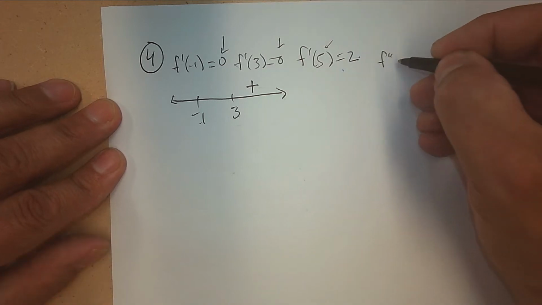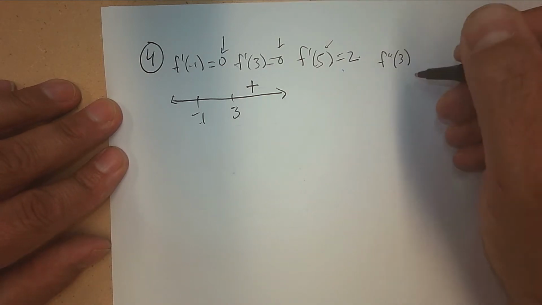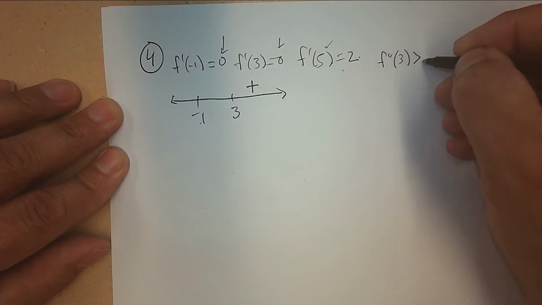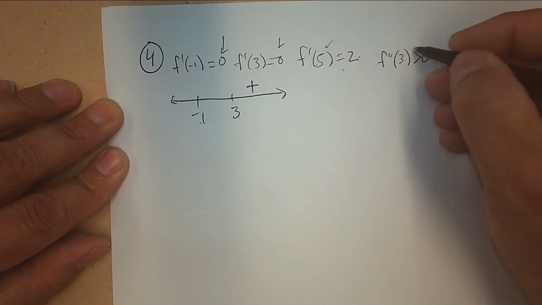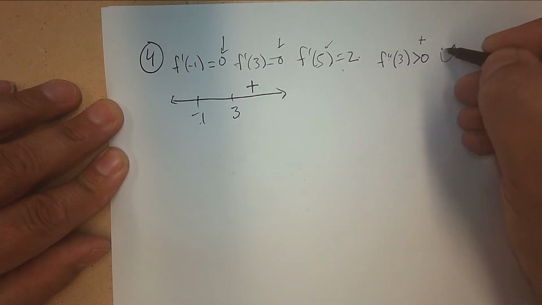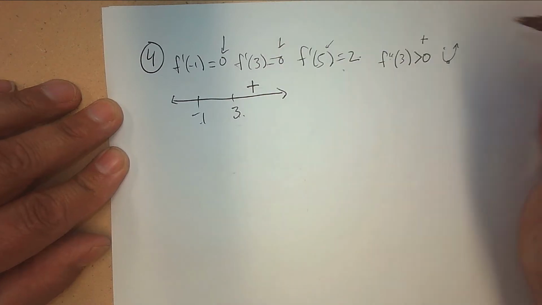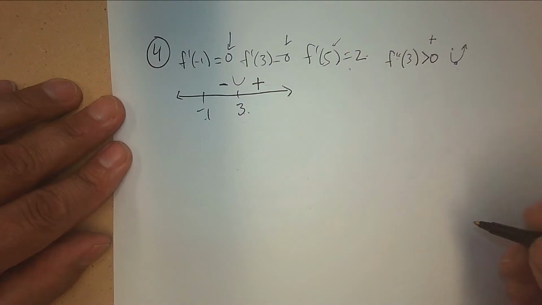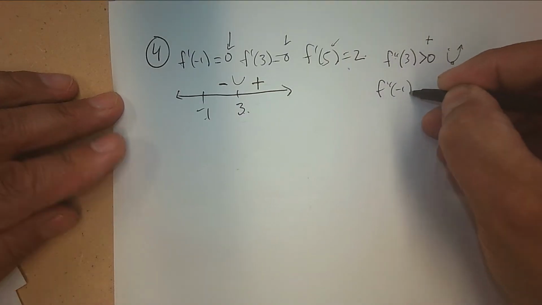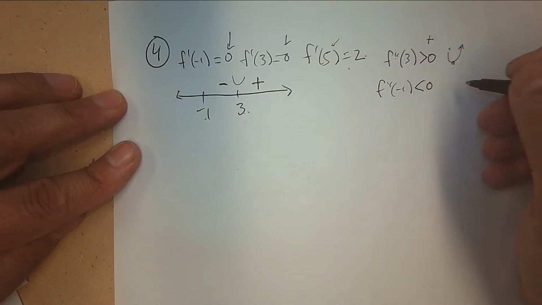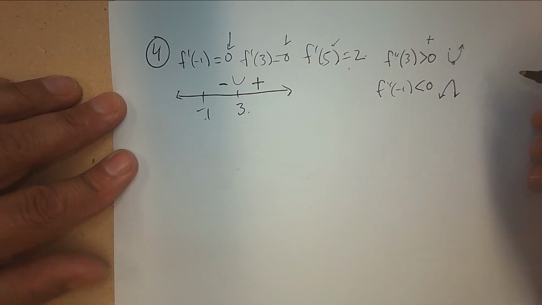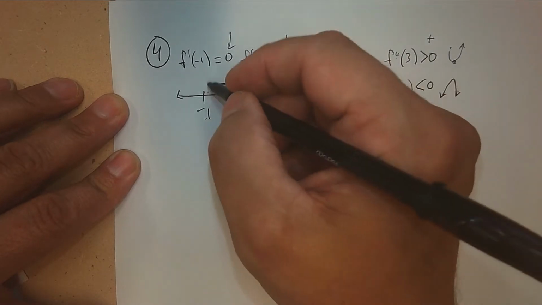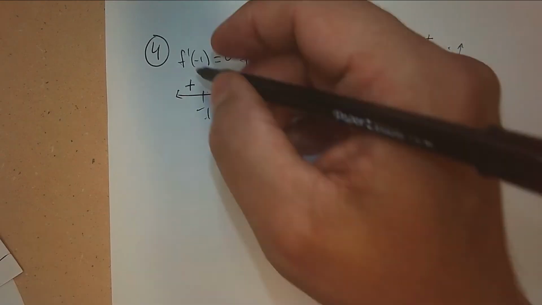Some other information. It says at 3, the second derivative is greater than 0. I'll go to -1, 2 in a second. That just means the concavity is positive, which means it's concave up, which means there's a minimum at 3. For there to be a minimum at 3, then this must be negative, so it creates a minimum. It says the second derivative at -1 is less than 0, so that is concave down.